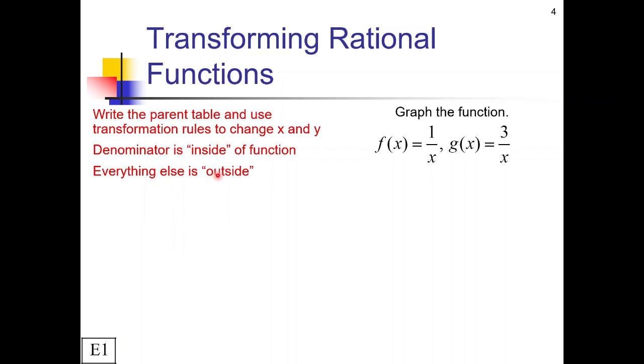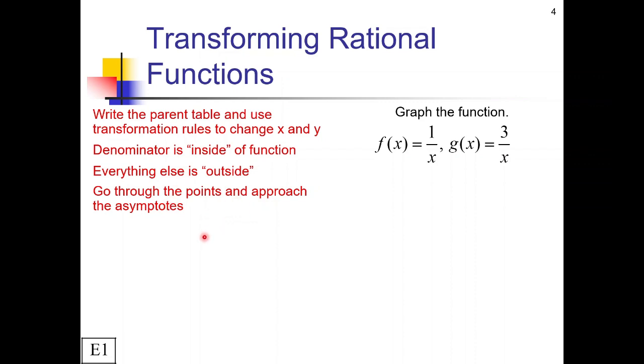And by everything else, literally everything else. So the numerator, that counts as outside. Things that are being added or subtracted outside the whole fraction also count as outside, and those sorts of things are going to affect the y values, and they're going to be exactly what they look like, whereas the inside stuff is going to be opposite of what it looks like. And there is one more little thing to talk about here. Normally we would just be affecting the points and redrawing the points and going through those, but since these graphs also have asymptotes, we're going to redraw the asymptotes as well. And eventually we're going to be going through our points and approaching the asymptotes to graph this.